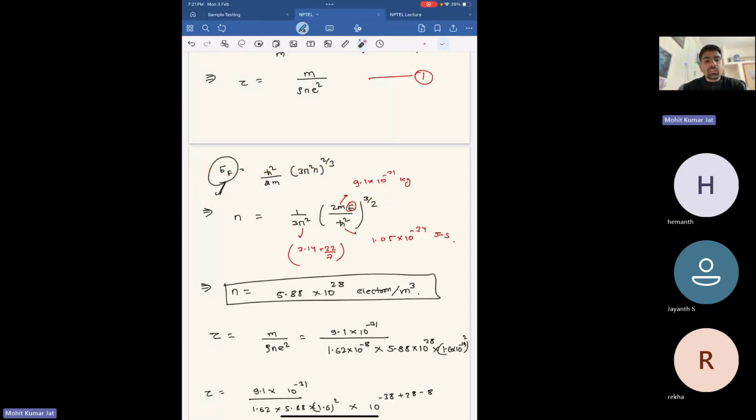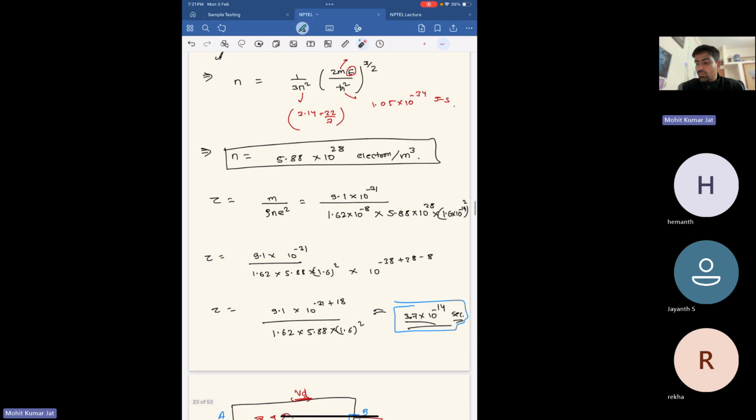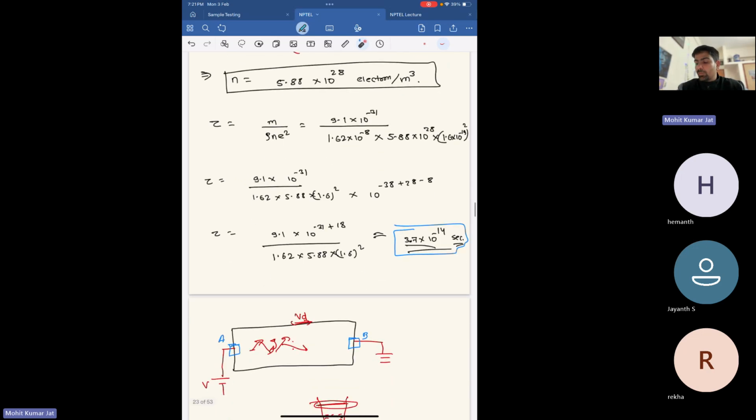EF we knew in this question, so we extracted the n to be 5.88, and then we extracted the tau. The tau came out to be 3.7 × 10^-14. Roughly in the metals, the relaxation time is of the order of 10^-14, and the carrier densities are of the order of 10^28 per meter cube. So these are the numbers one should keep in mind typically because they help in solving the problems.